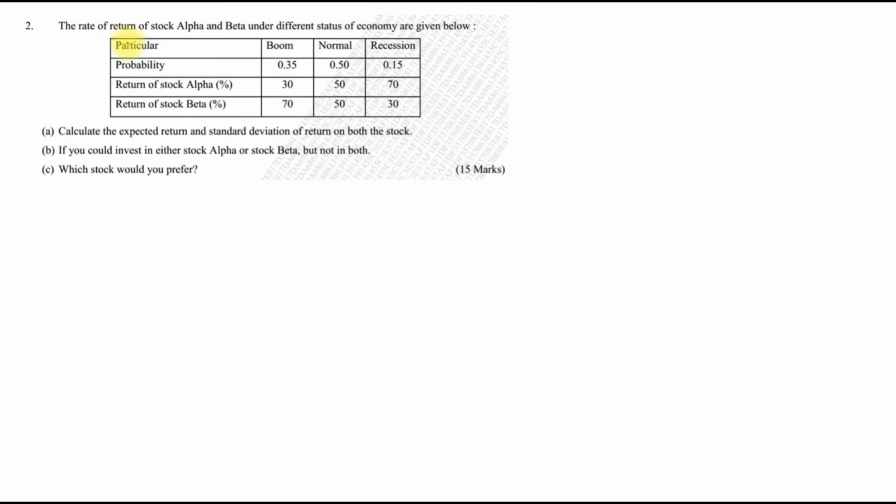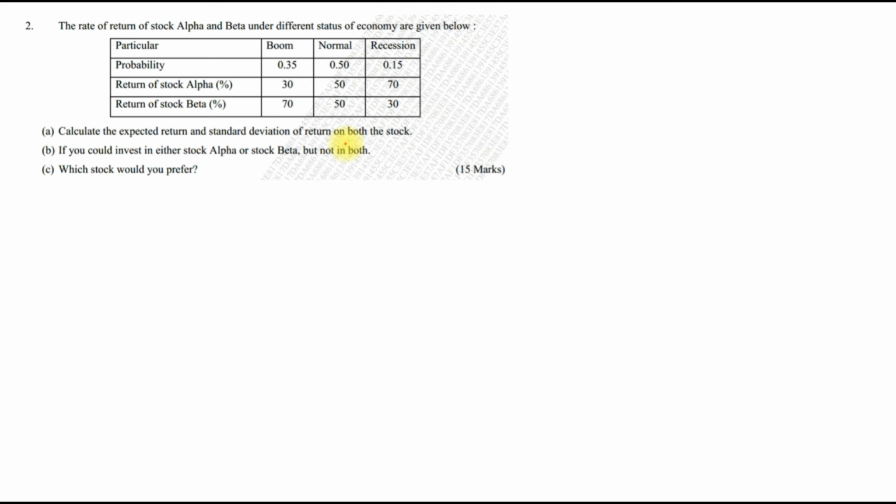Now, the very first question given in the paper was: the rate of return of stock alpha and beta under different states of an economy are given below. They have given you three periods: boom, normal, and recession. Probabilities are given. Return of stock alpha is given. Return of stock beta has been given. Calculate the expected return and standard deviation of both stocks. If you can invest in only one of them, but not both, which stock would you prefer?